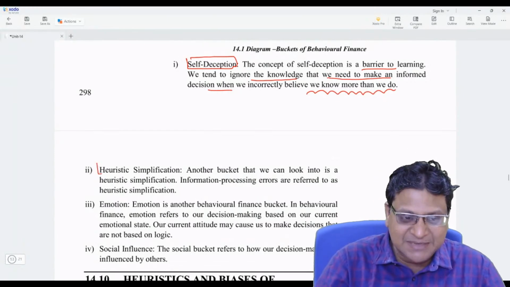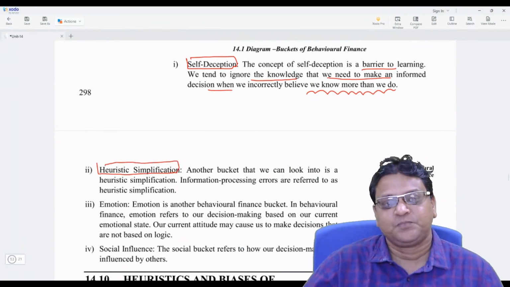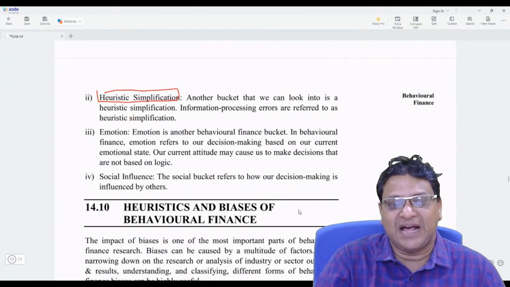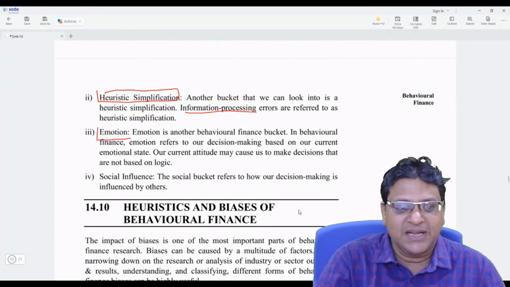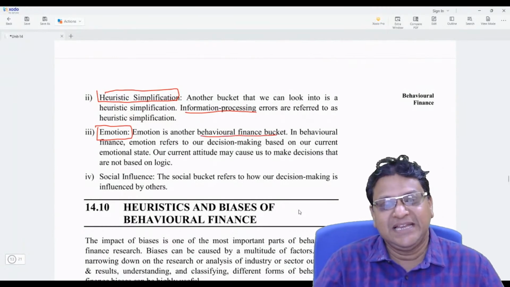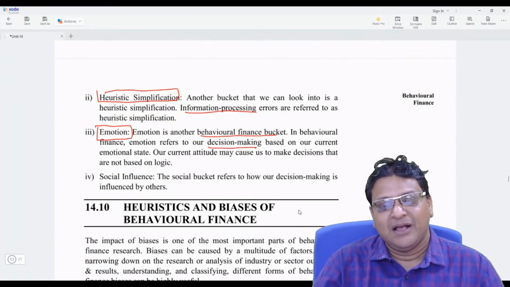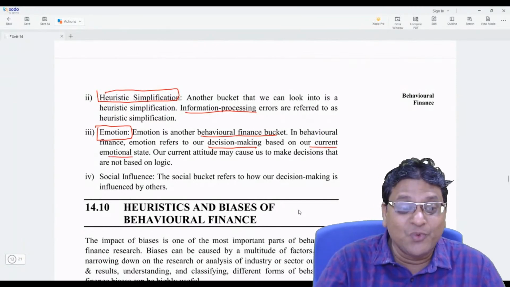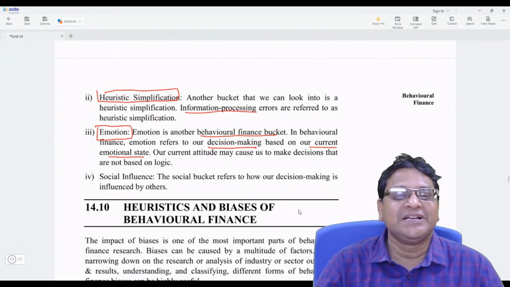Next, heuristic simplification. What is heuristic simplification? These are information processing errors, which are known as heuristic simplification. Next, emotion. We know that emotion is another behavioral finance bucket. Emotions influence our decision making. People take decisions on the basis of their current emotional state. So emotion plays a major role in decision making.